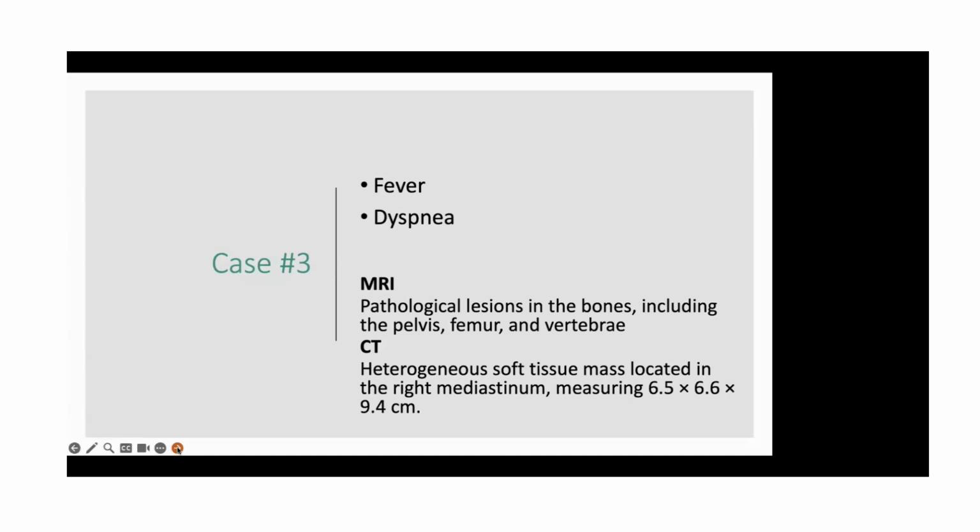So again, this is case number 3. This child was small and came to us with fever and dyspnea. MRI was done and CT also. MRI showed pathological lesions in the bones, including the pelvis, femur, and vertebra. And what about the CT? It showed the right mediastinal mass, which was measuring up to 9.4 centimeters.